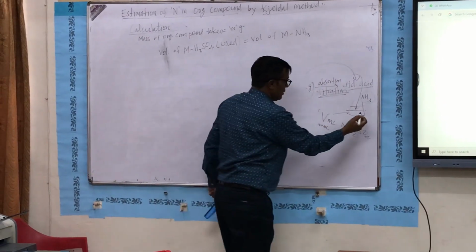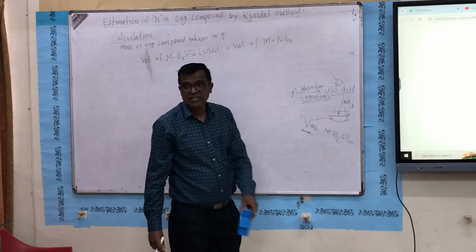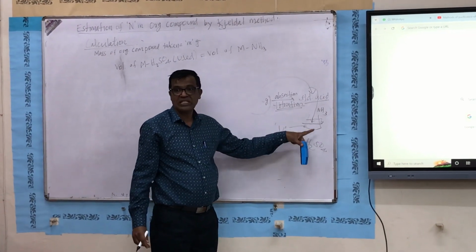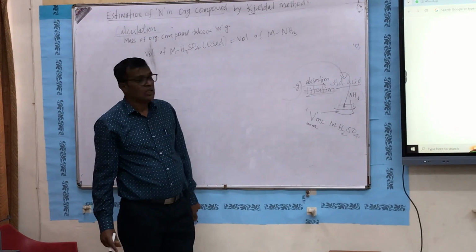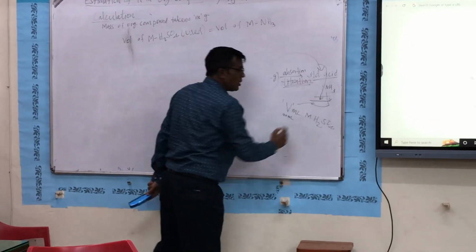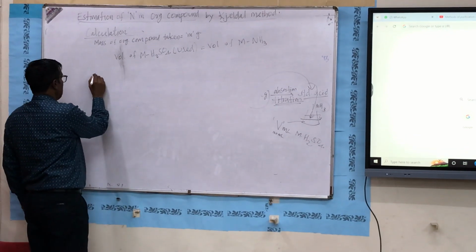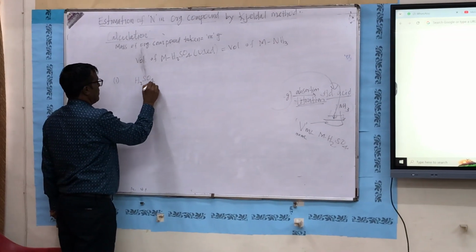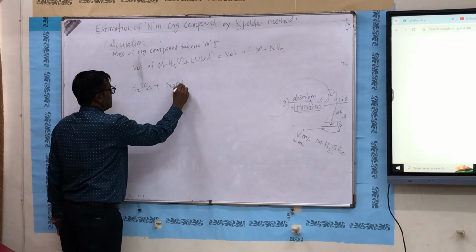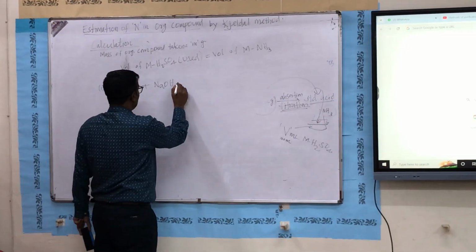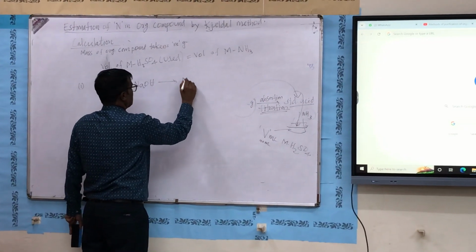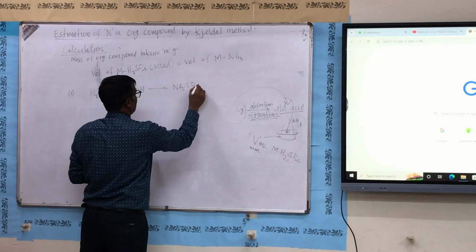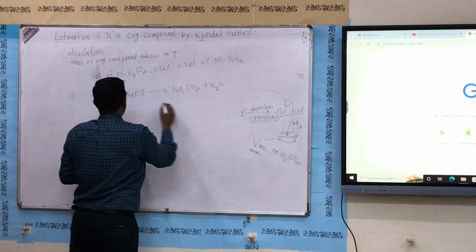One is the amount of unreacted sulfuric acid left inside the container, which is found by titrating against the standard sodium hydroxide solution. That is our first step. H2SO4 plus NaOH, titrated against the sodium hydroxide solution, gives sodium sulfate, Na2SO4 plus H2O, balanced.